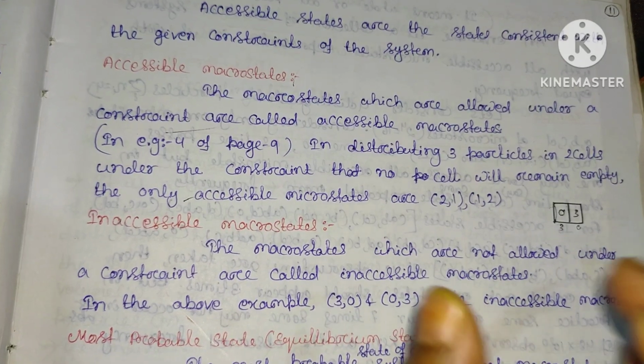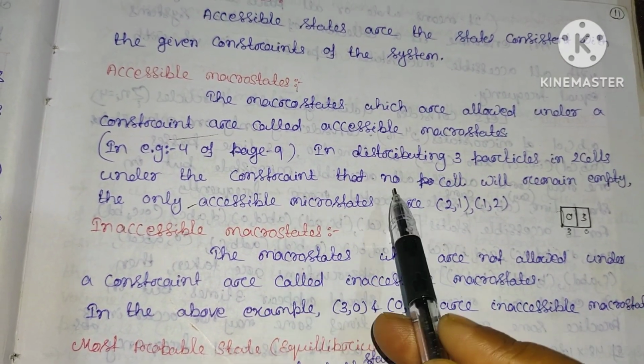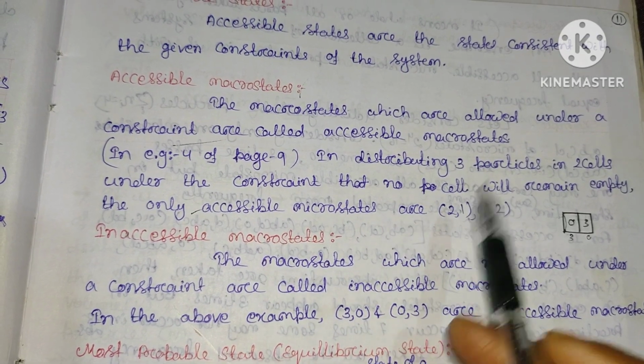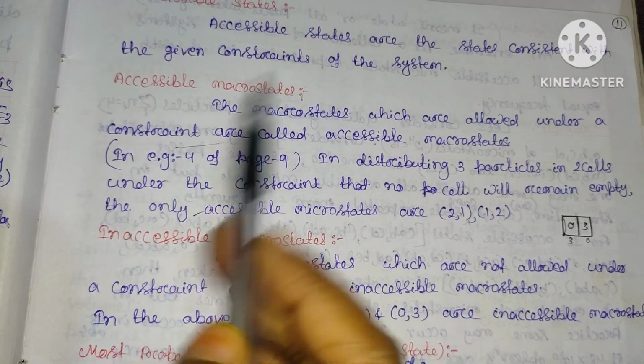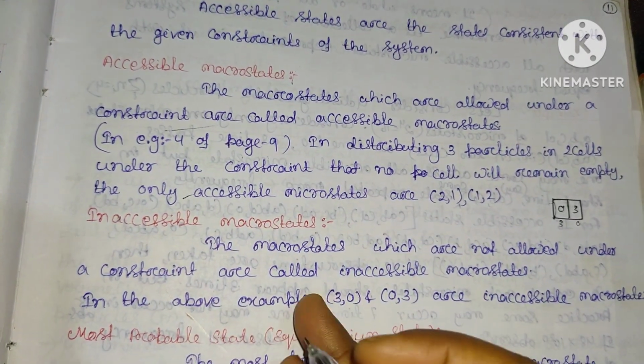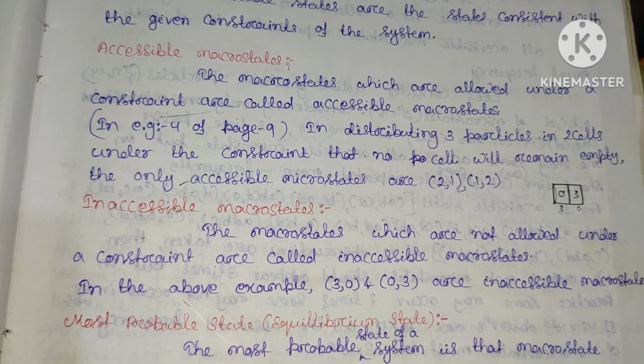So when the constraint equation is followed, it is called an accessible macrostate. Otherwise, when the constraint equation is not followed, it is called an inaccessible macrostate.